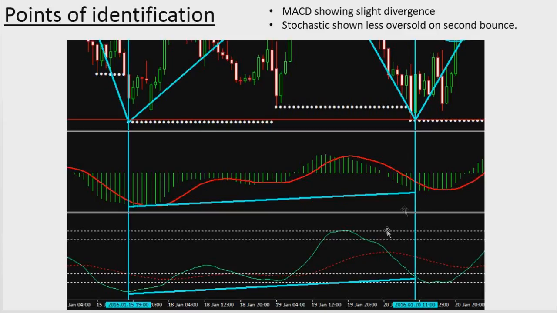Then over here you can see on the stochastic, it's showing that it's a higher low once again on the second bounce. So that's also a very important part to notice on the stochastic and the MACD together. You can actually use it as a second point of verification where both points on the MACD and the stochastic are showing higher lows. So it's also very important to notice that you need to see the correlations between the actual information you can see on the charts as well as your indicators.